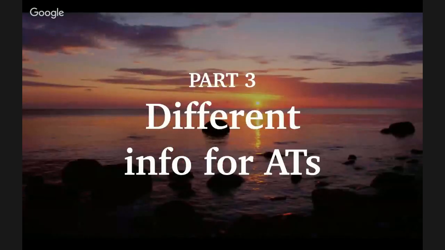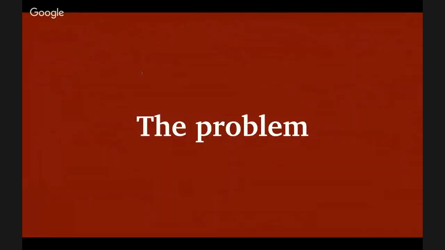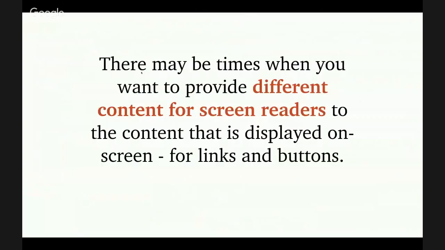So now we're going to look at part 3, which is different info for assistive technologies. So part 2 is about adding information. This is about providing completely different information. So what is the problem? Well, there may be times when you want to provide different content for screen readers to the content displayed on screen for links and buttons.